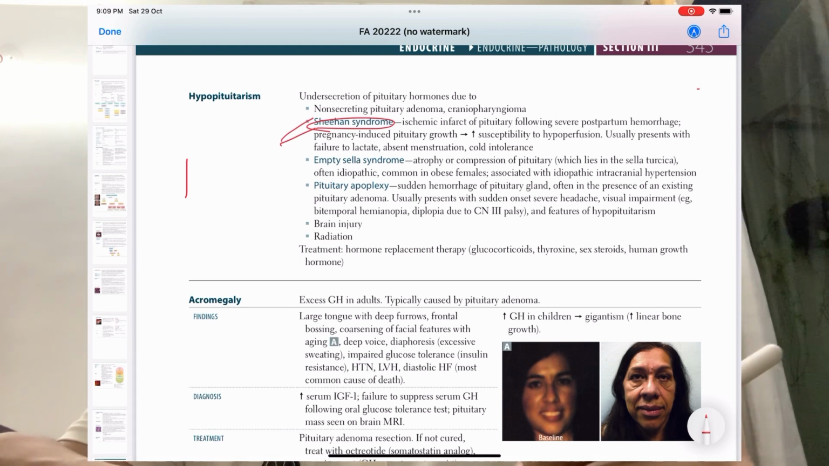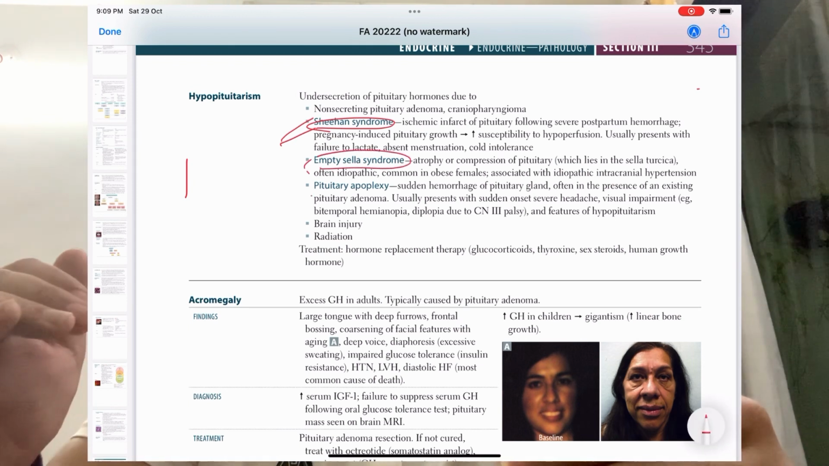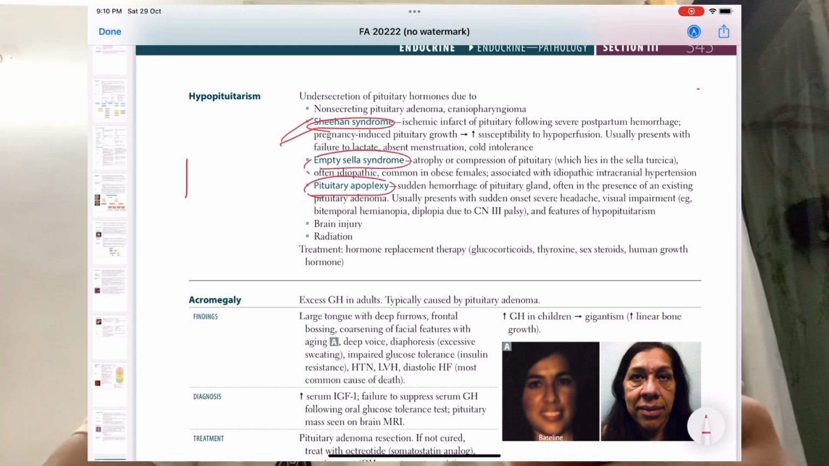Second thing, moving on, the empty sella syndrome and pituitary apoplexy are also very important. When you solve UWorld, you will come across 2 to 3 cases about that. But Sheehan syndrome is the ultimate.